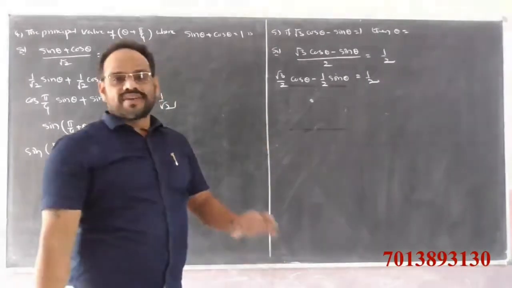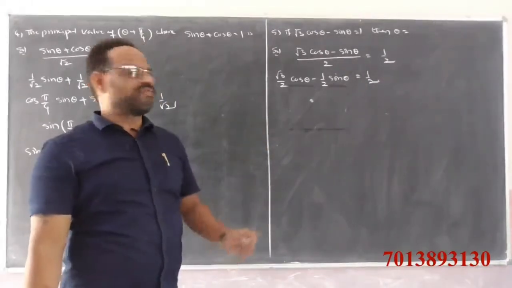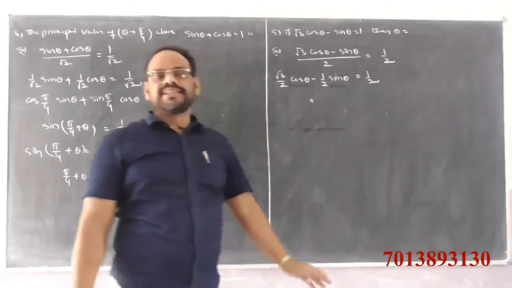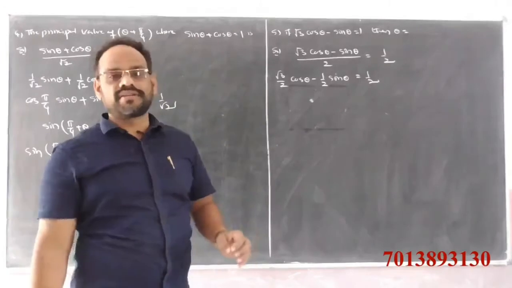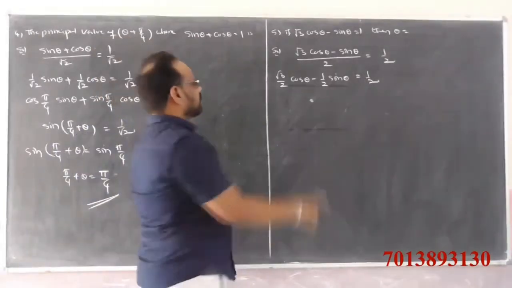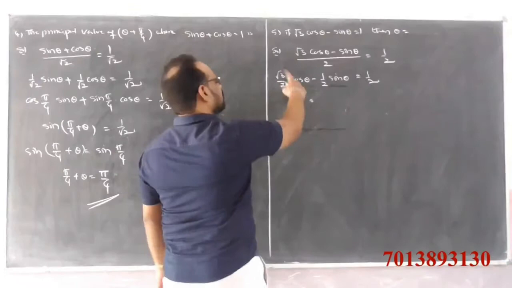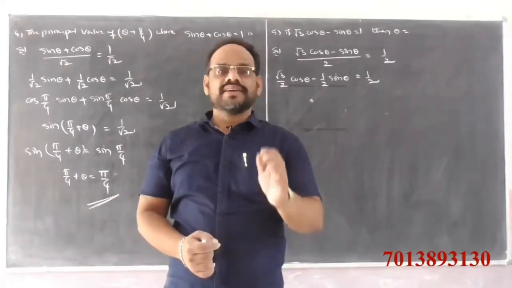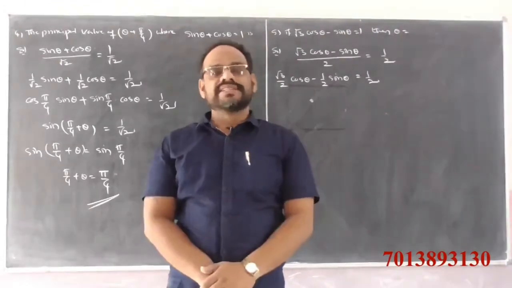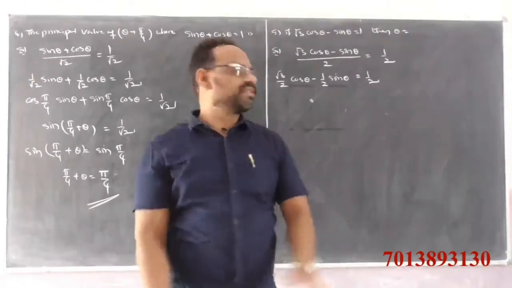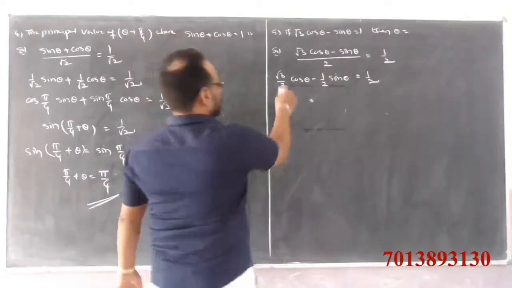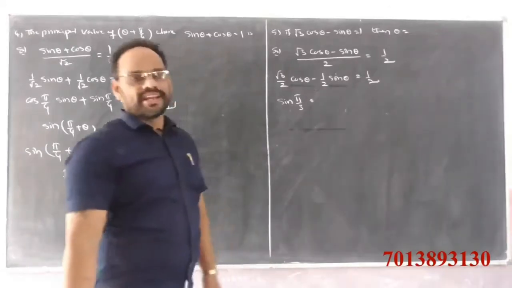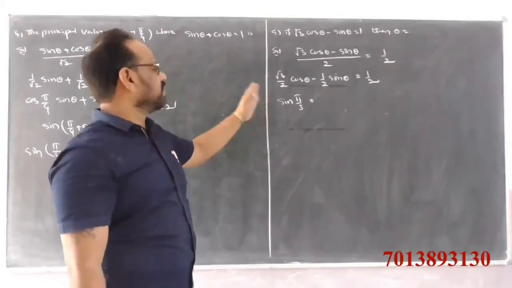What is the value of square root of 3 by 2 in terms of sin? Why? Because we have a formula: sin a cos b minus cos a sin b is nothing but sin(a minus b). So, this can be expressed in terms of sin a. Square root of 3 by 2 in terms of sin, clearly, that is the sin 60 value. Sin 60 value is clearly how much? Square root of 3 by 2. So this can be expressed as sin 60, that means sin pi by 3, since 180 by 3 is nothing but 60. So sin pi by 3 means how much?